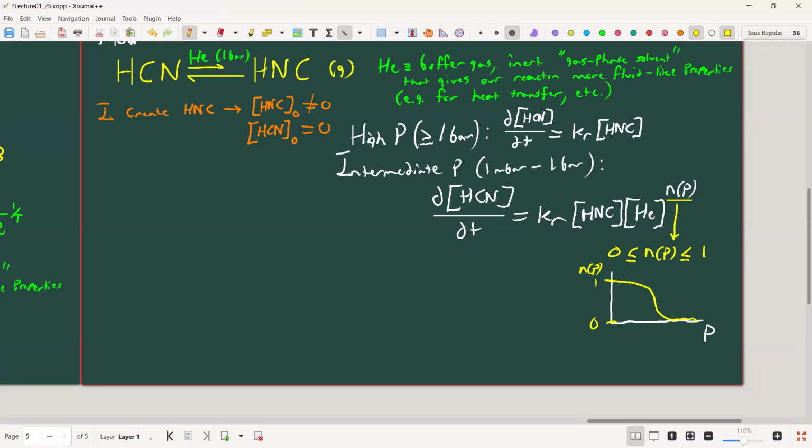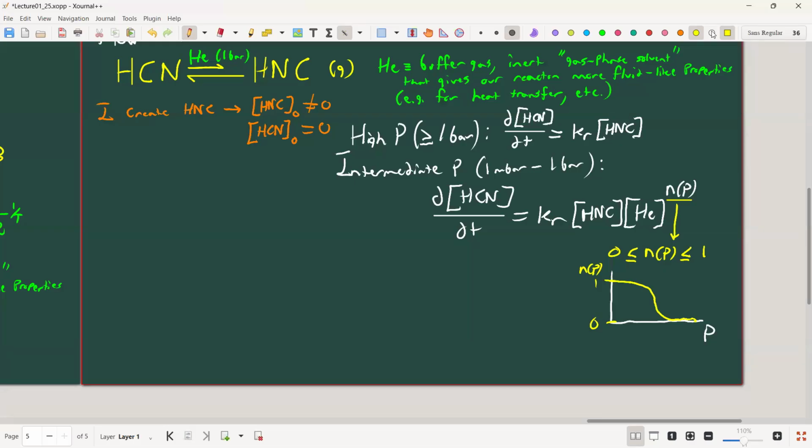So it starts at 0. Basically, the helium does not interact with the kinetics at all. And then there's this critical pressure where the amount of helium that you put in starts to matter. And then it levels off to the point where it becomes first order in helium. So now the solvent's starting to interact with the system. Very strange.